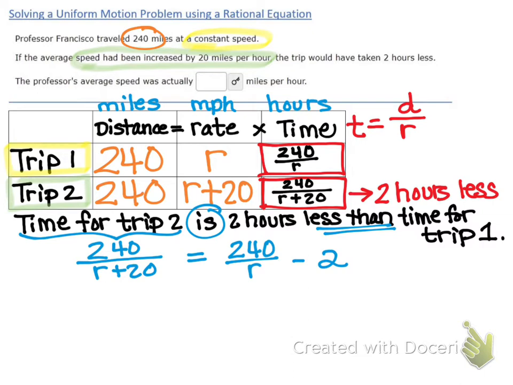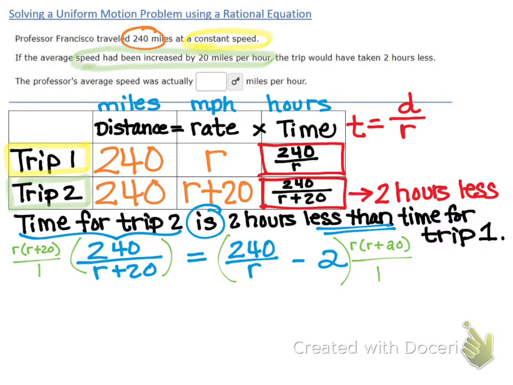Now we have a rational equation to solve, so the first thing we're going to do is find our LCD, and that is going to be r times the quantity r plus 20. So then we will multiply both sides of this equation by the LCD, and remember you can put the LCD over 1 if that helps you.